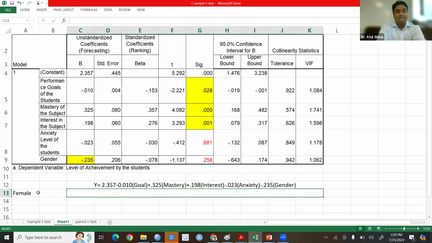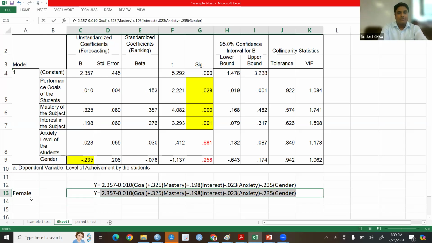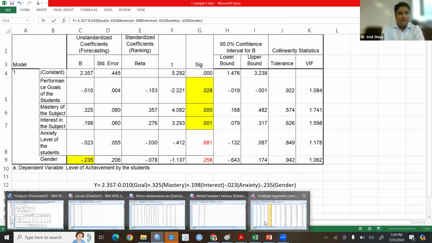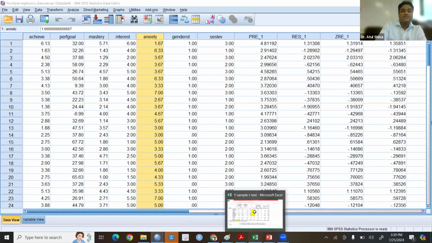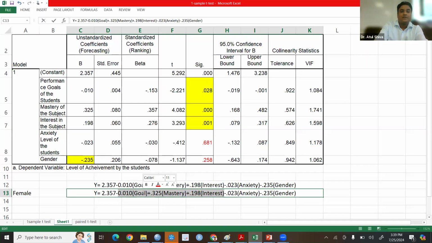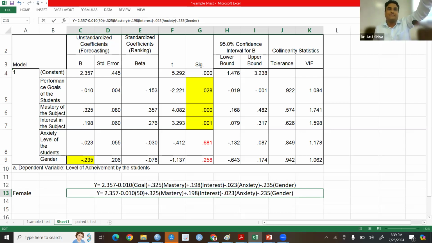I will write y is equal to, now I have to see what is the metric for goal. Goal is in 0 to 100. You see, goal is in 32, 32, 60. Goal was rated under 0 to 100. For example, this girl says my goal is 50. Out of 0 to 100, my goal is 50. I have made my goal which can capture up to my capacities of 50.